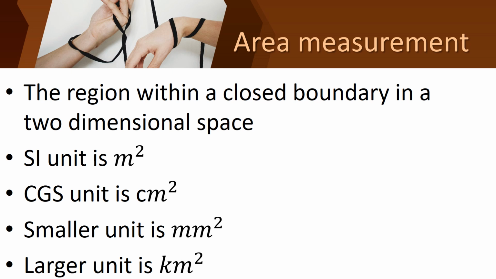So what is the SI unit of area? Meter square. And what is the CGS unit of area? Centimeter square. And we can use millimeter square and kilometer square for smaller and larger measurements. Children, did you all understand? So what is meant by area? Area is the region within a closed boundary in a two-dimensional space. What is the SI unit of area? Meter square. And the CGS unit? Centimeter square.